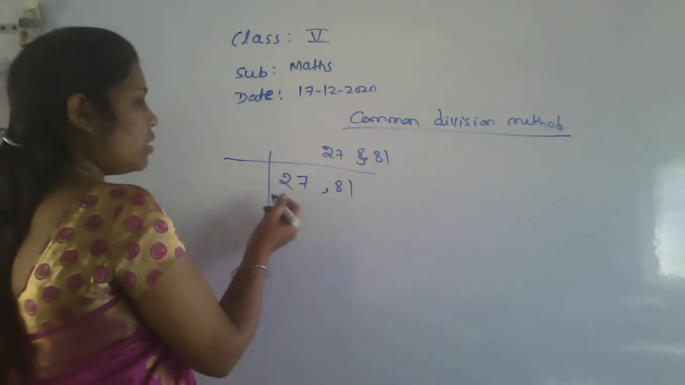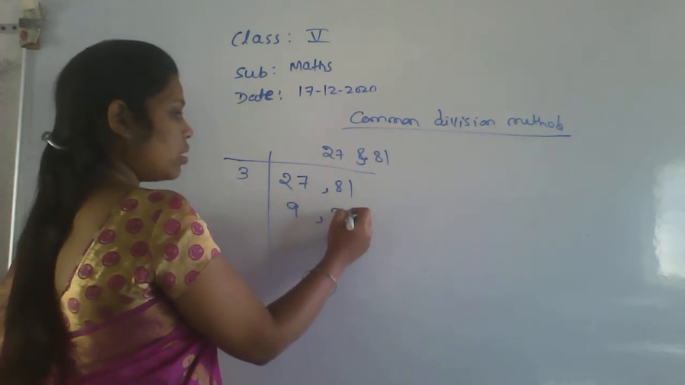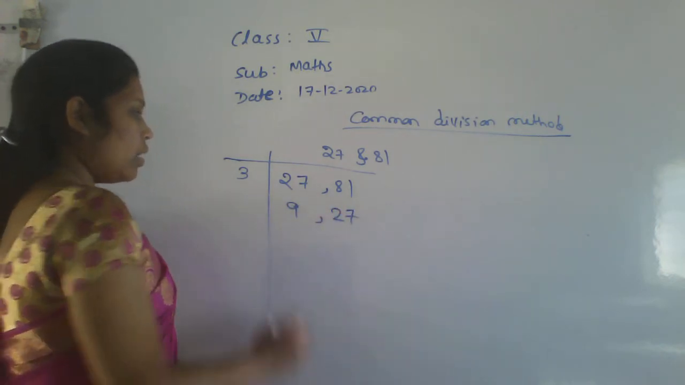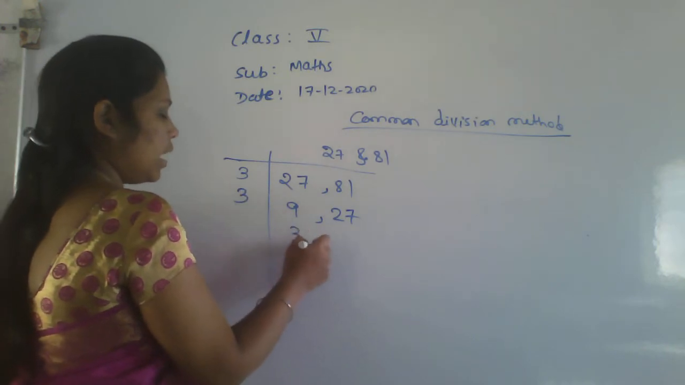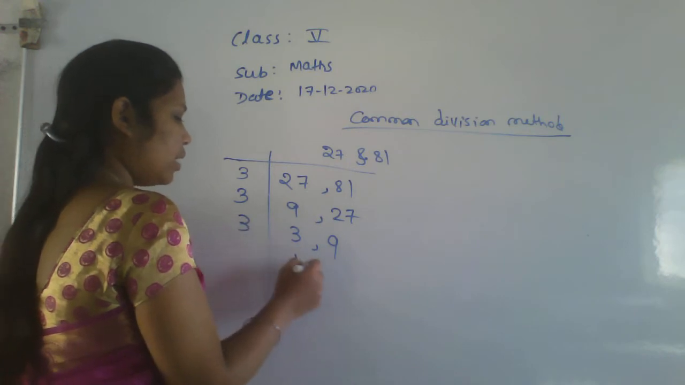So first I am taking 3. 3 9s are 27 and 3 27s are 81. Next, again take 3. 3 3s are 9 and 3 9s are 27. Next, 3 1s are 3 and here 3.